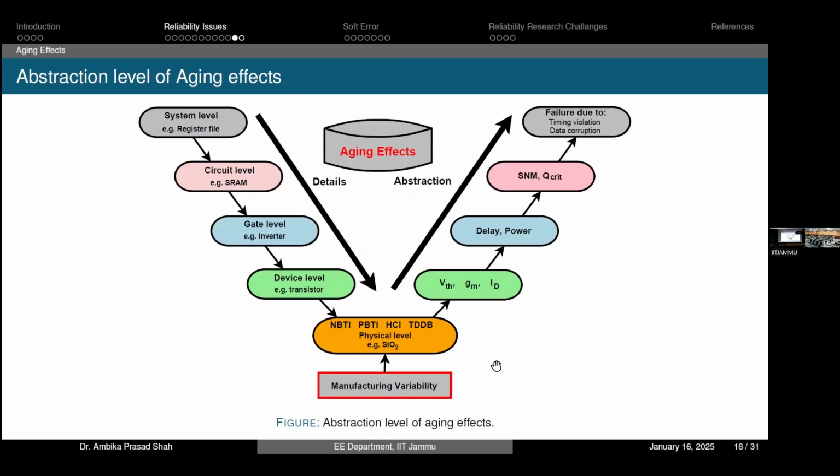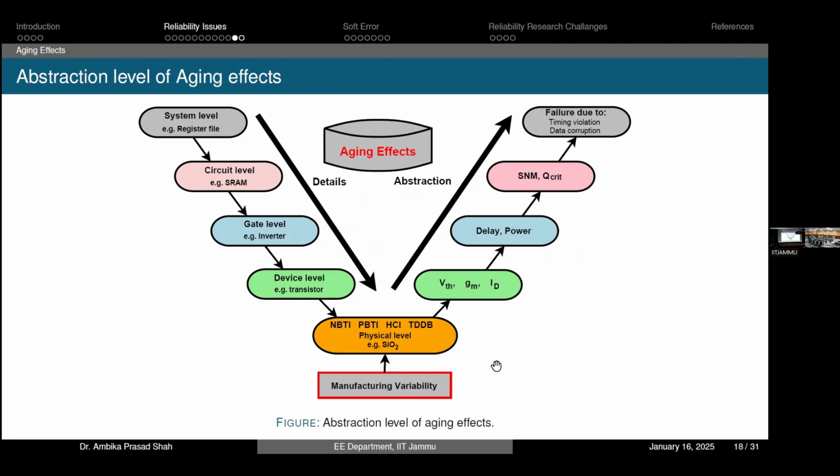So here is the combined effect of everything. Let's see what this graph says. I don't have too much in writing; I have everything in picture form. Okay, so let us assume I have NBTI, PBTI, SCI, all these effects. They are basically at the material level, like SiO2 and silicon. All these effects are observed at the material level, but their impact at different abstraction levels could be different.